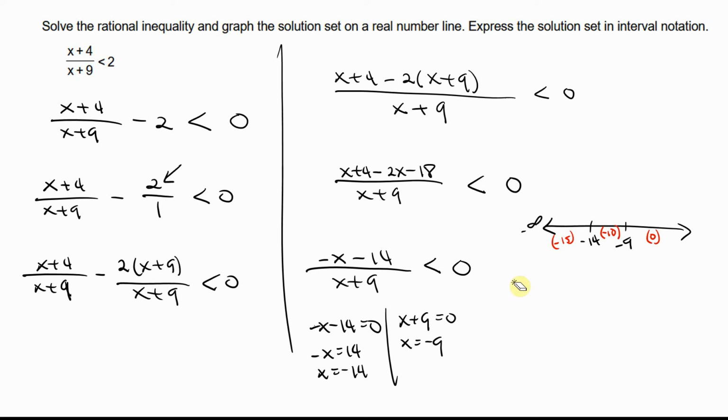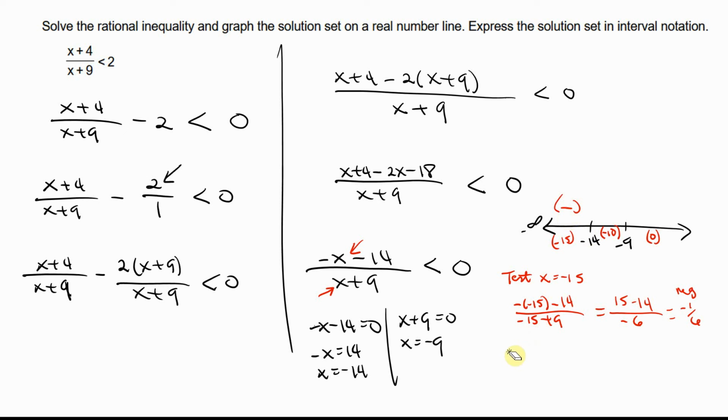So here we go. We're going to test x equal to negative 15. We plug it into x. So this is negative times negative 15 minus 14, all over negative 15 plus 9. Simplify that: 15 minus 14 all over negative 6. So this is 1 over negative 6, or just negative 1/6. All you want is the sign, which is negative. Put a negative there.